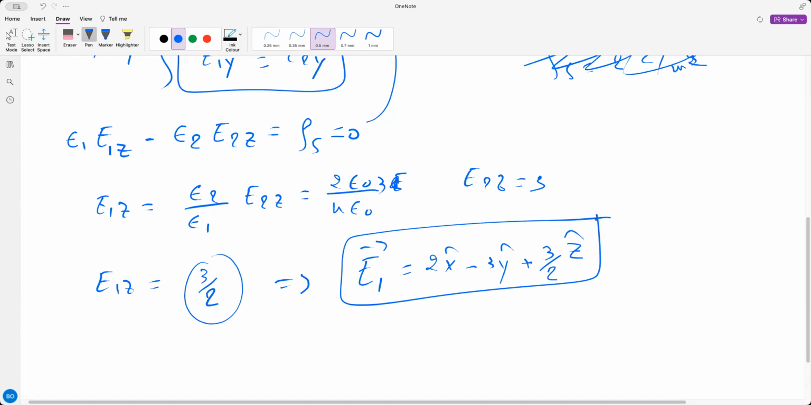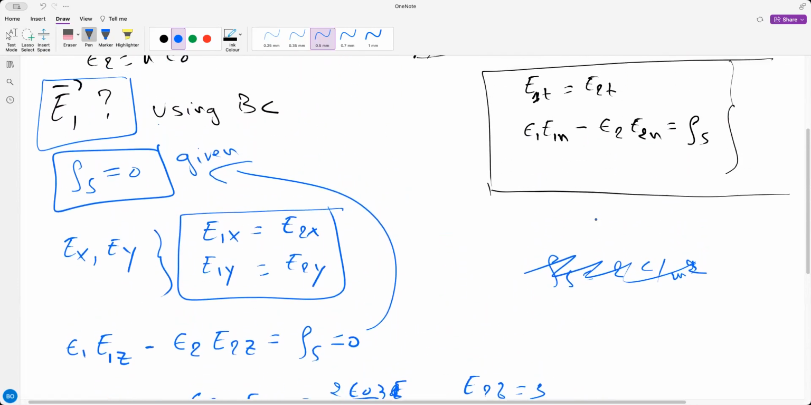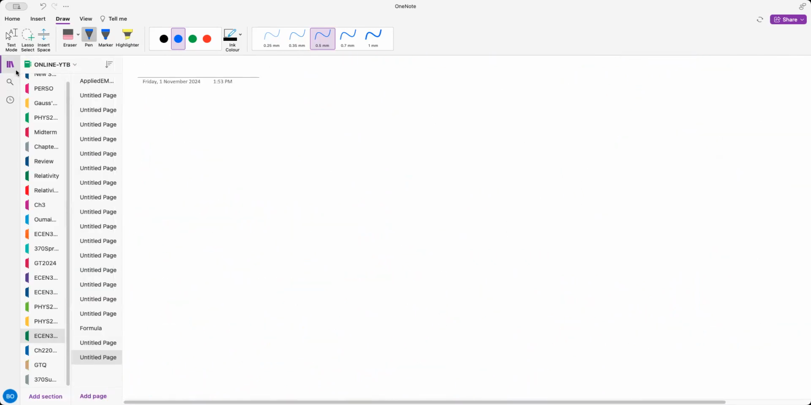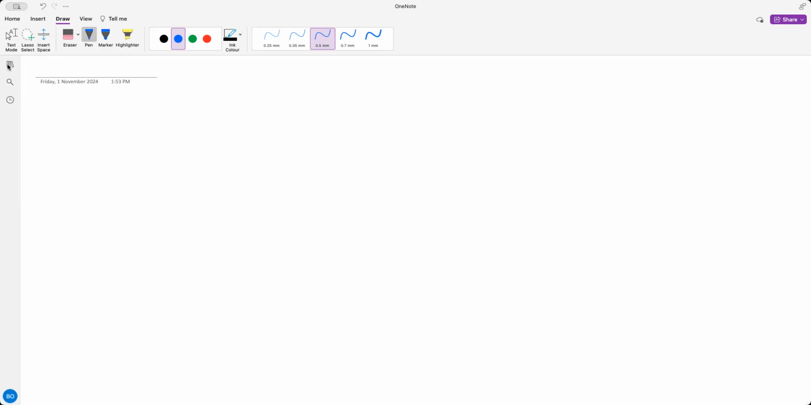So I have a question. Yes. Can you scroll up a bit? Yes. E1x equals E2x. Is this like given or what? Well, this is from here. Okay. So I have another question. Let me just answer because maybe it's not clear. The tangential components are equal, and the normal components are related by this, right?